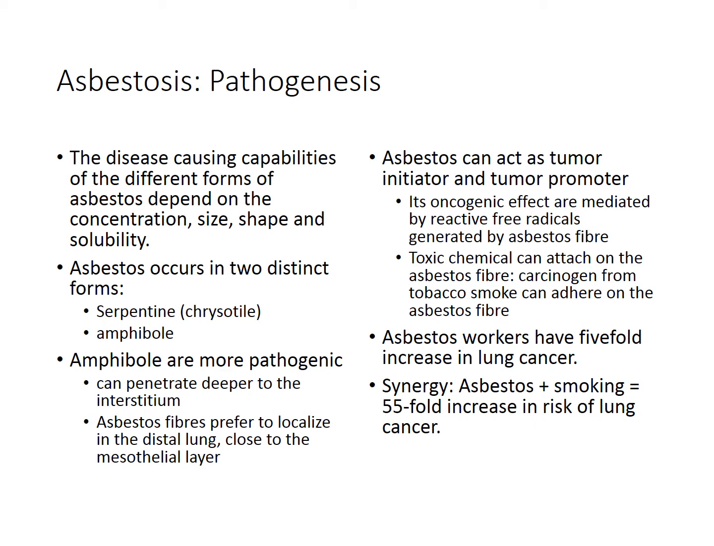Asbestos can act as tumor initiator and tumor promoter. Its oncogenic effects are mediated by reactive free radicals generated by asbestos fibers, and carcinogens from tobacco smoke can adhere on the asbestos fibers. Asbestos workers have a five-fold increase in lung cancer. There is also a synergistic effect in that exposure to asbestos and smoking causes a 55-fold increase in risk of lung cancer.